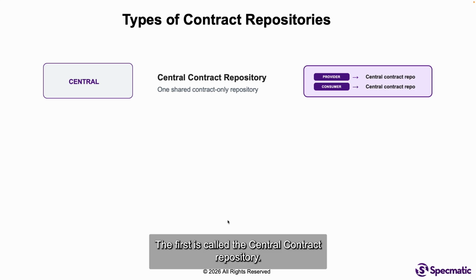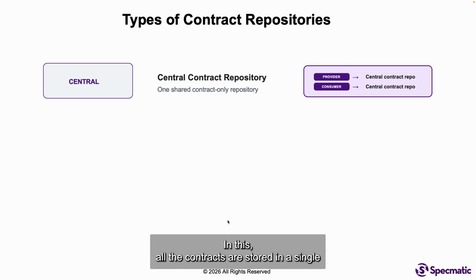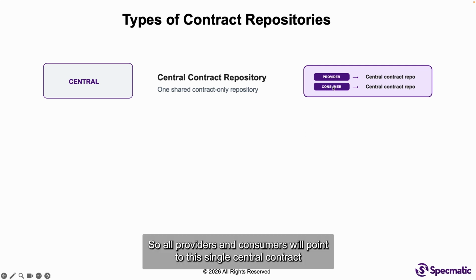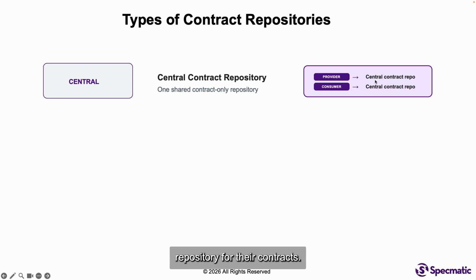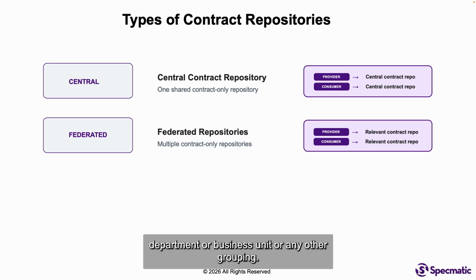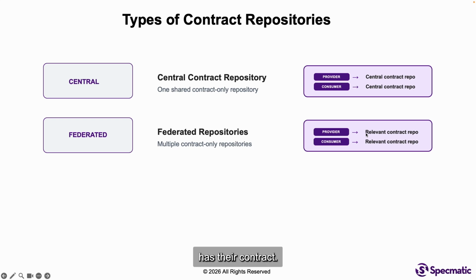The first is called the central contract repository. In this, all the contracts are stored in a single repository. So all providers and consumers will point to this single central contract repository for their contracts. Next, we have federated repositories in which there can be multiple contract repositories based on, say, something like department or business unit or any other grouping. Providers and consumers will then point to the relevant contract repository which has their contract.